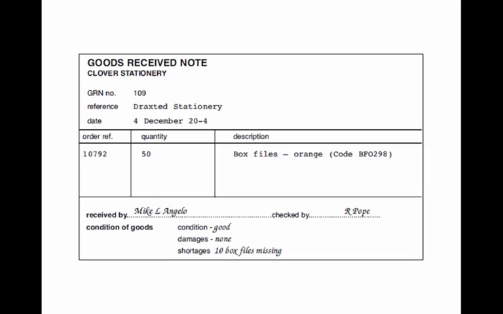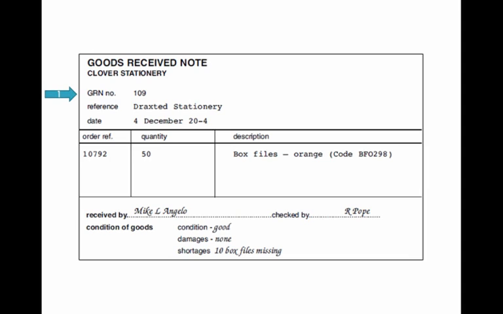Out of those 100 laptops, 10 laptops were not working correctly. So in that case, I would not issue a goods received note for the entire 100 laptops, but I would issue it only for the 90 laptops. Alright, so let's take a look at what the GRN looks like.